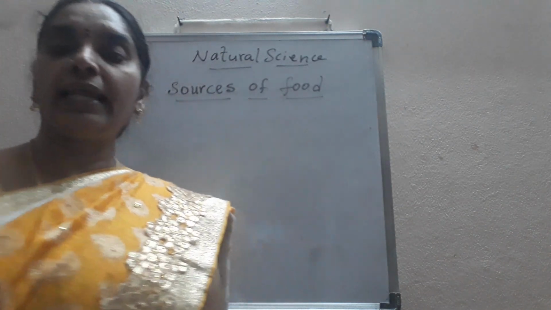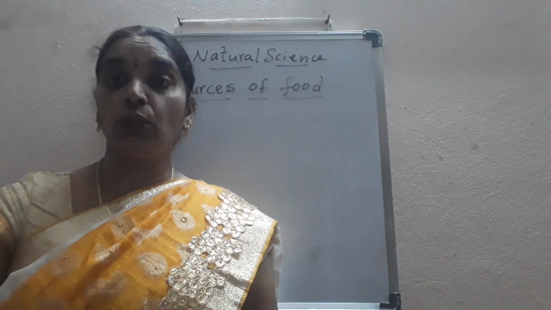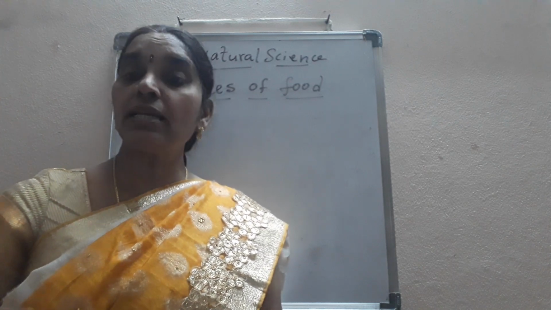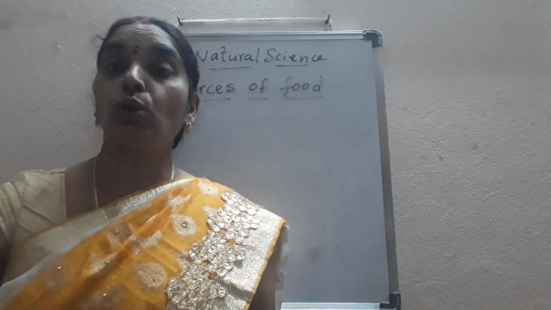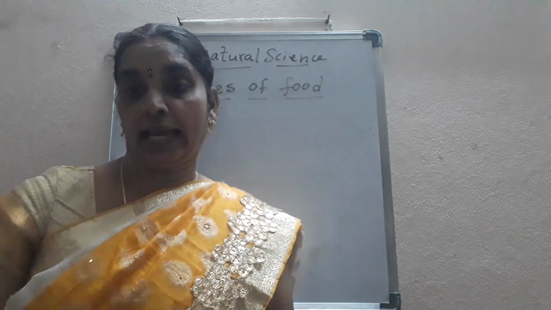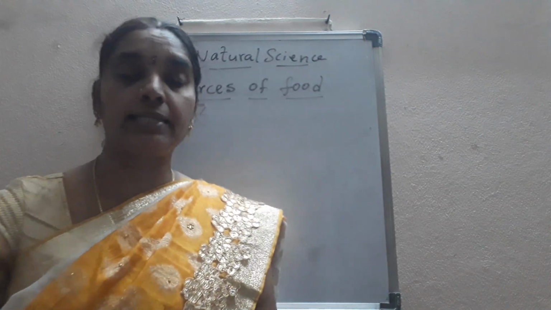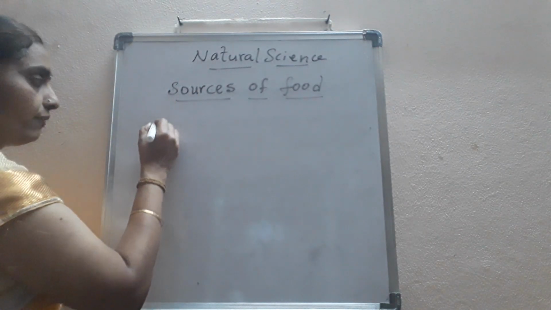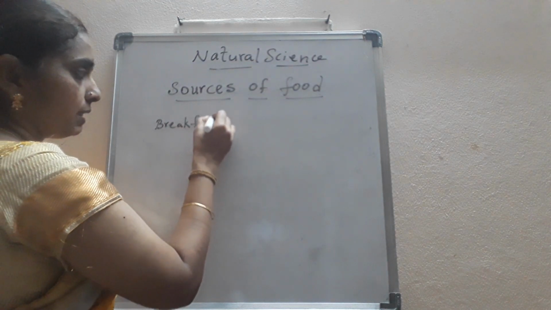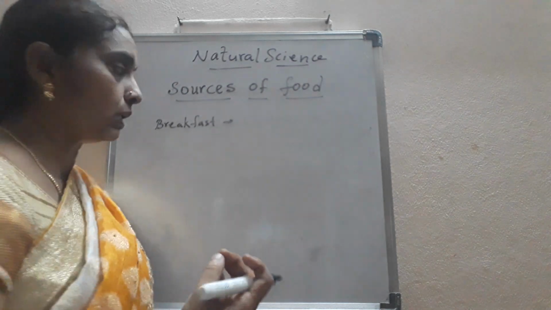Okay, children. And next, coming to the table, activity 2. Every day you will be taking different varieties of food, isn't it? So what are the different varieties of food that you eat from morning to night? You take it and list the items. For example, list the food items that you have taken in breakfast today.